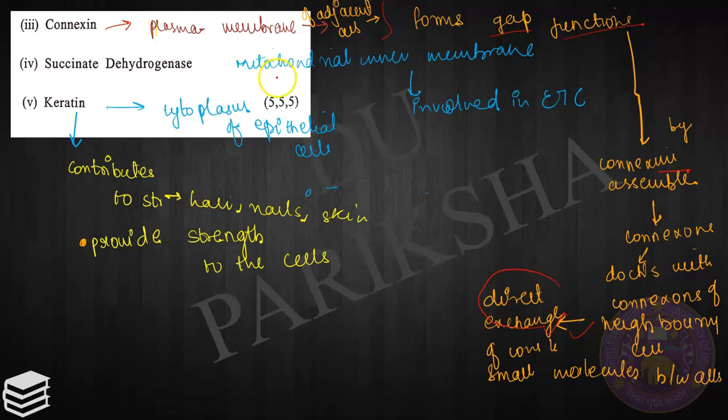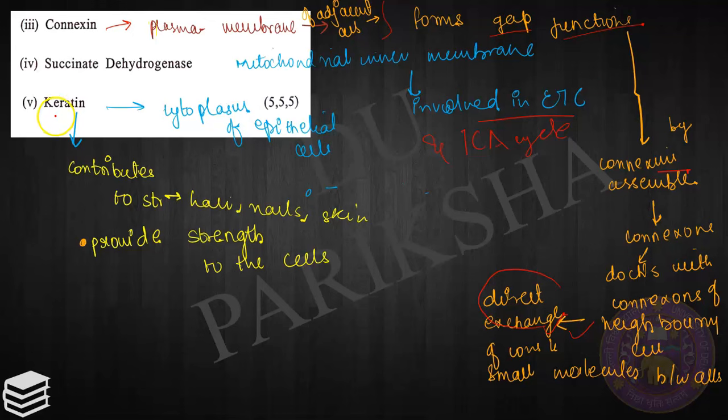Fourth is succinate dehydrogenase, that is present in the mitochondrial inner membrane. Function: it is involved in the ETC, electron transport chain, that transfers electrons and generates a proton gradient for the production of energy, ATP, and it is also involved in the TCA cycle.